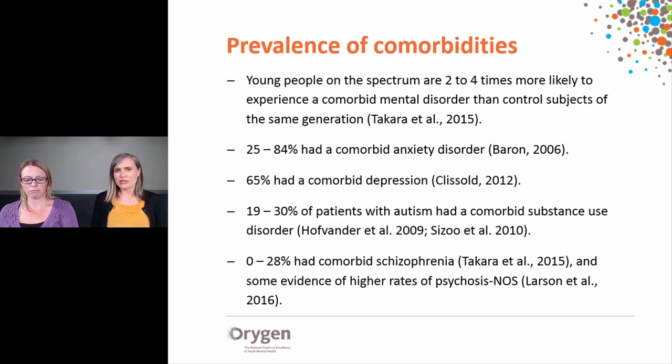Again, we have a pretty broad range there in terms of comorbid schizophrenia, from 0 through to 28%. But we do know that there is some evidence of higher rates of psychosis NOS as well, or not otherwise specified, so that perhaps in people with autism, their experience of psychosis might look a little bit different to how it looks for other people. Or they might have trouble reporting about their psychosis or the psychotic symptoms, which we'll talk a little bit more about later.